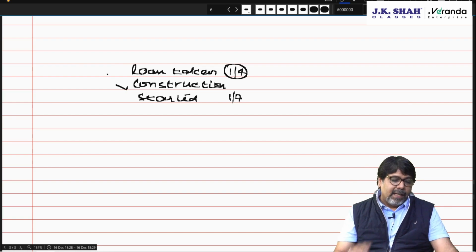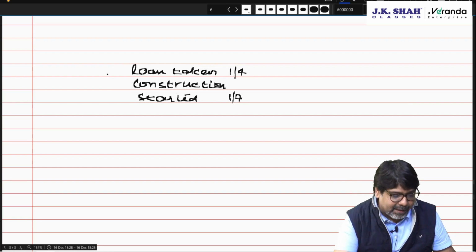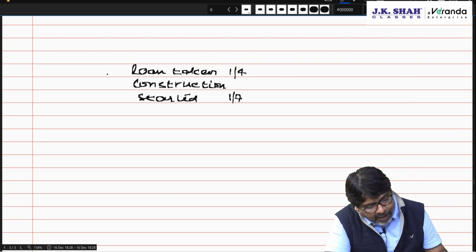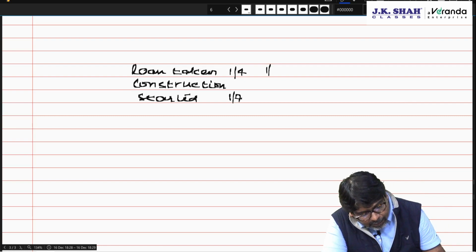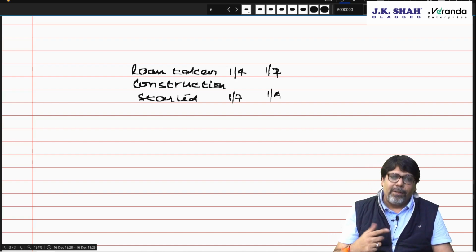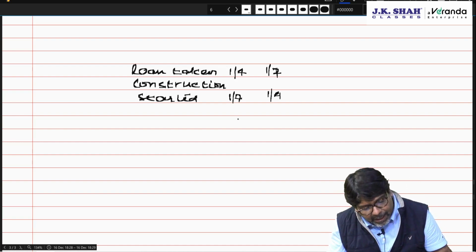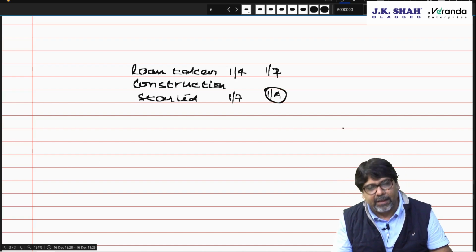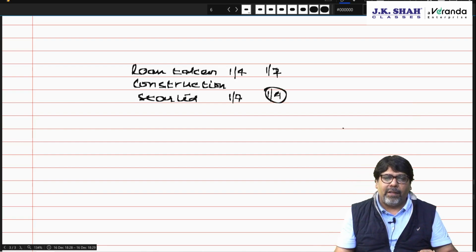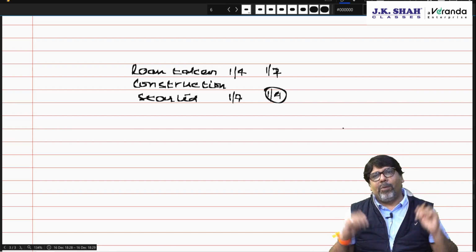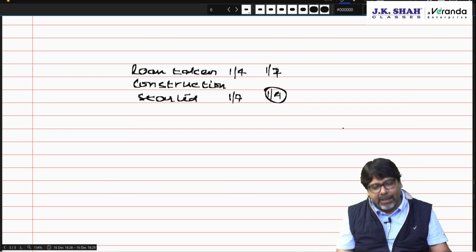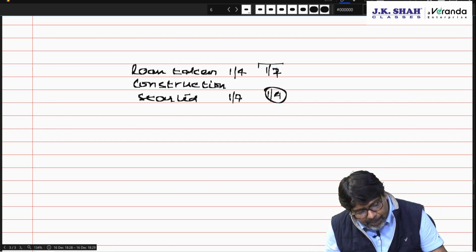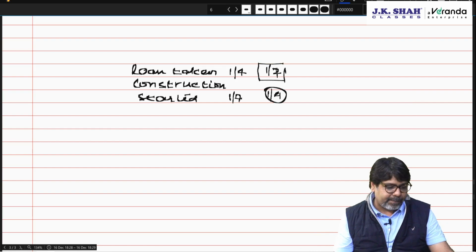Correct, sir. Now let us look at another situation. Suppose the loan is taken on 1/7, but construction started from 1/4. Will your argument still hold true that interest should be capitalized from the day construction started? No, sir, because when the construction started, the loan was not there. If the loan was not there, borrowing cost was not there. So how can you capitalize the interest? So borrowing cost should be capitalized from the date the loan is taken.